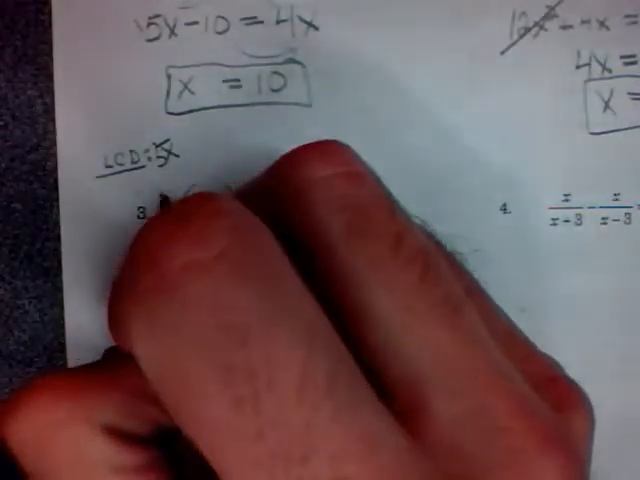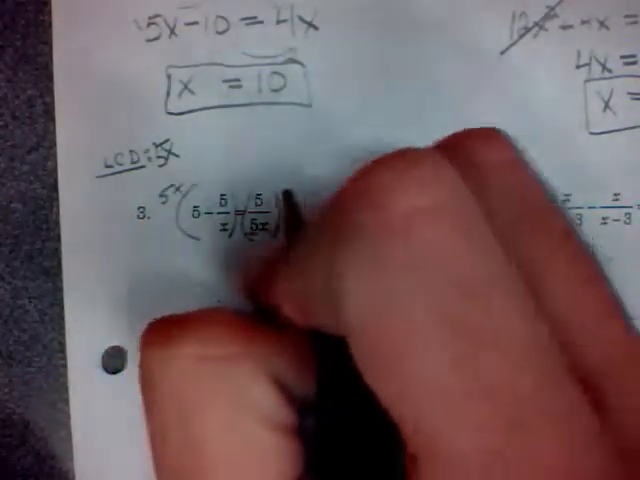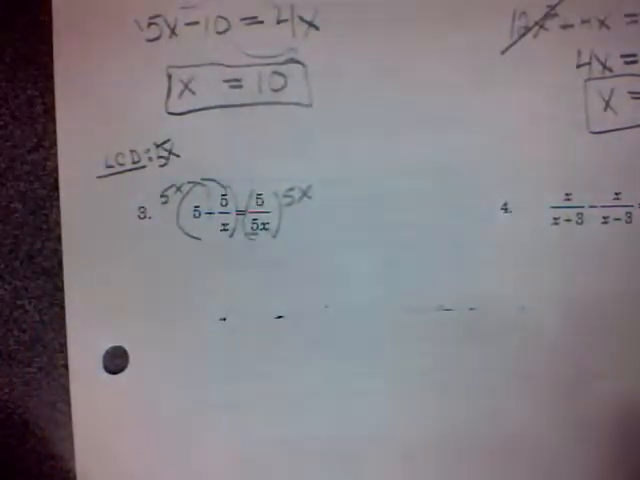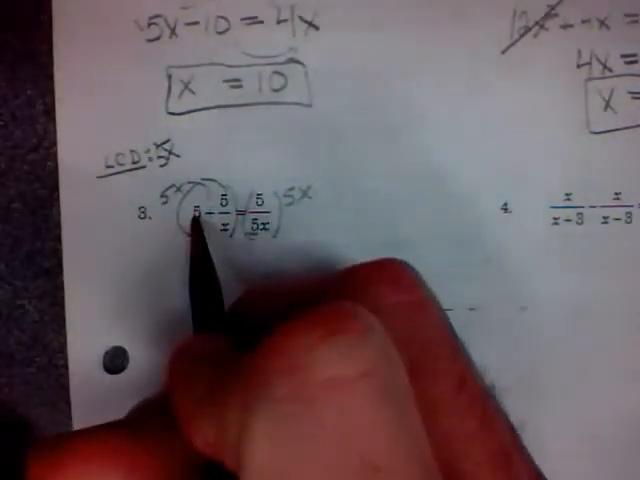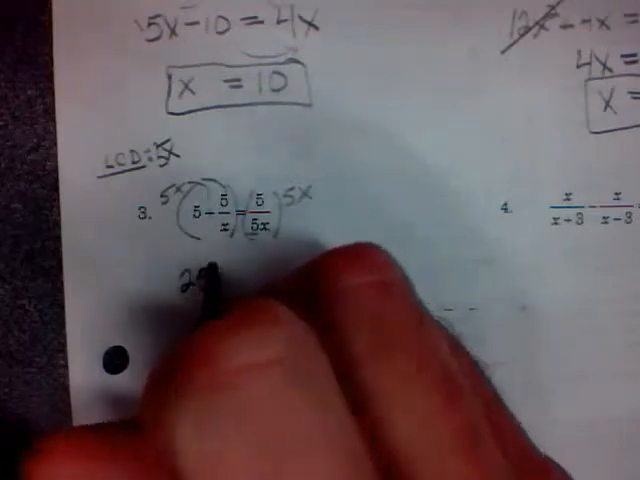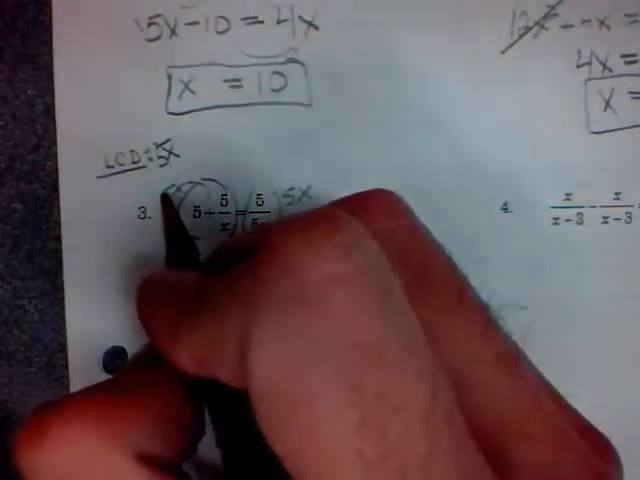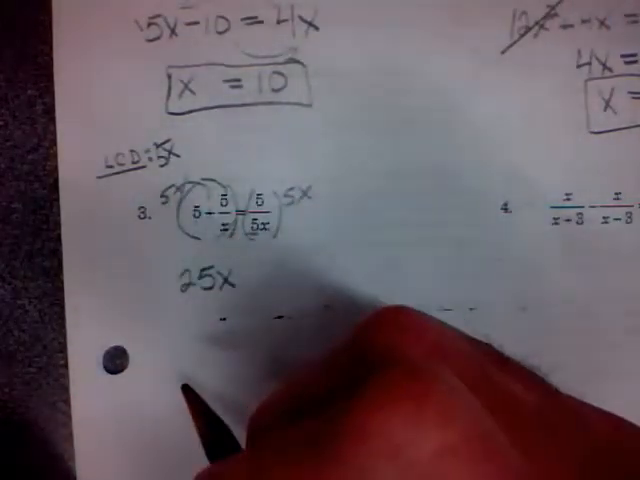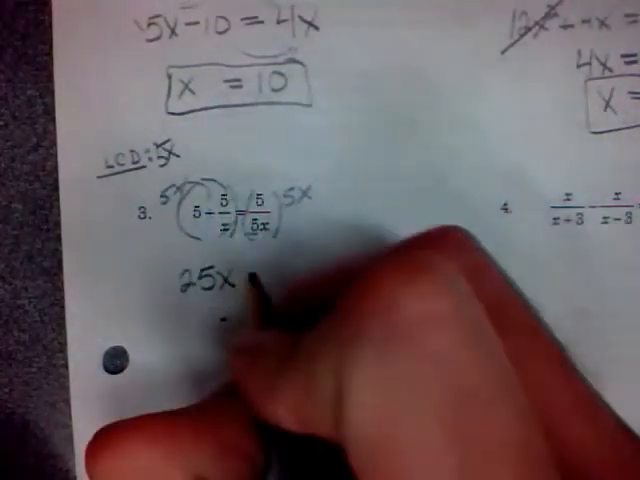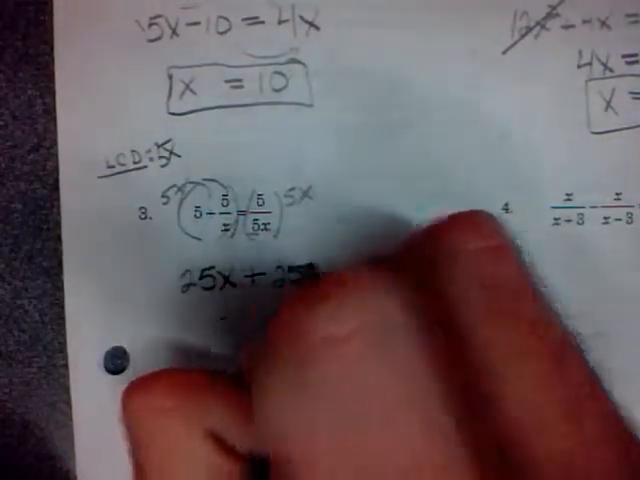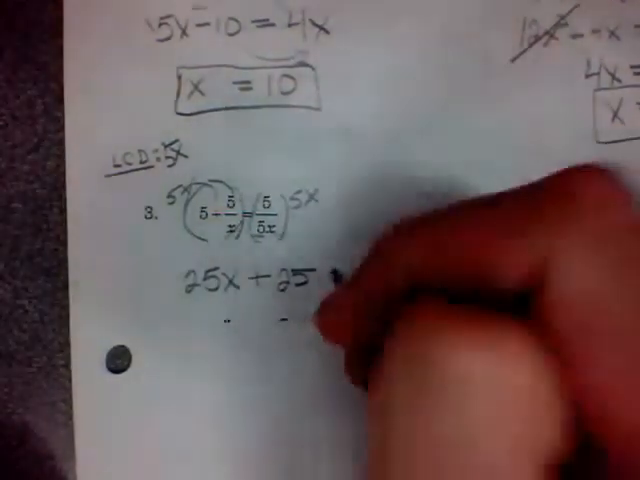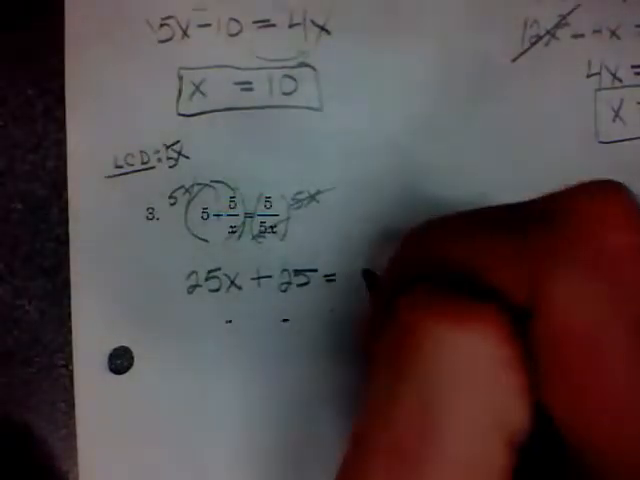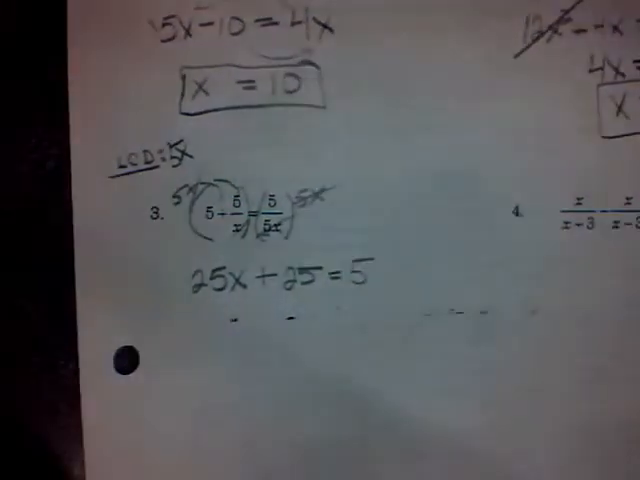We're going to multiply this side by 5x and this side by 5x. So both of these terms here get multiplied by 5x. Well, 5x times 5 is going to get you 25x. And then 5x times 5 over x. Here, this x is going to cancel with that x, which leaves you with 5 times 5, which is 25. Okay, and then that equals the other side. This 5x cancels with that 5, and that just leaves you with 5.